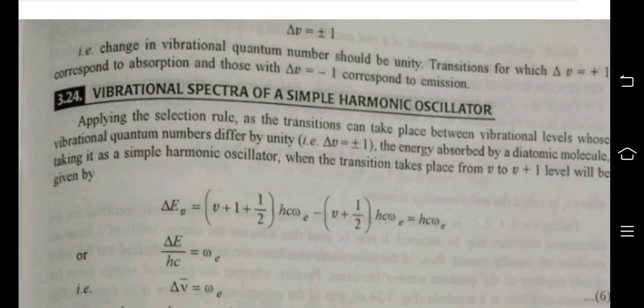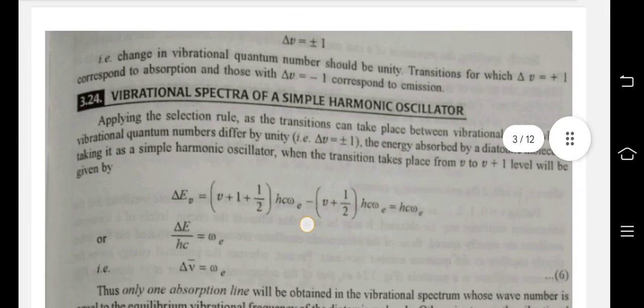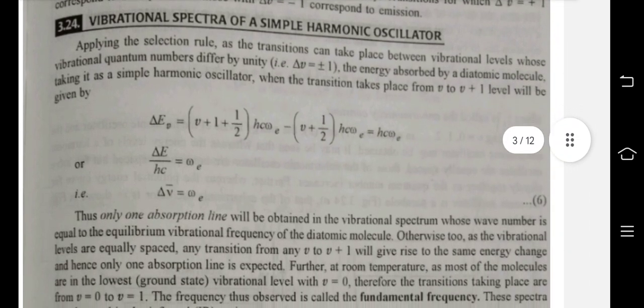Transitions for which delta v is equal to plus 1 correspond to absorption, and those for delta v is equal to minus 1 correspond to emission. Next topic is vibrational spectra for a simple harmonic oscillator. Applying the selection rule, the transition can take place between vibrational levels whose vibrational quantum numbers differ by unity.